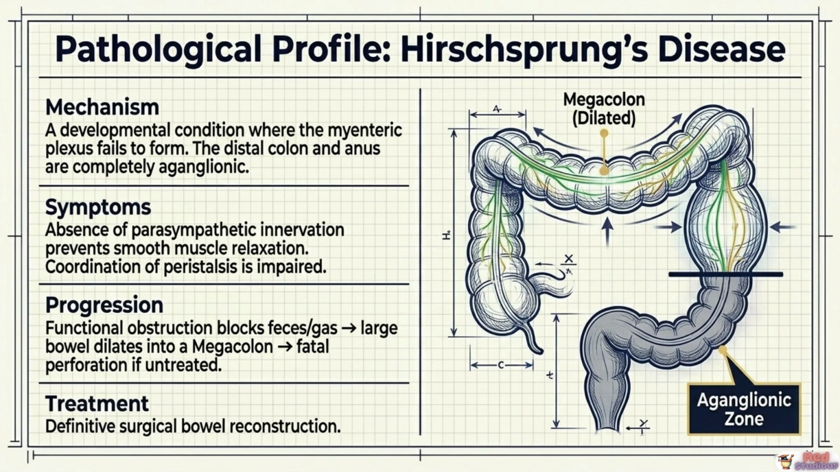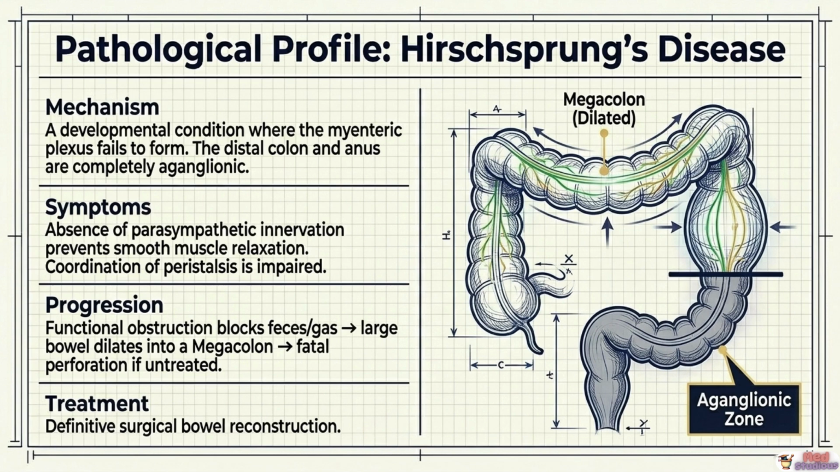Because this tissue is completely aganglionic, the complete absence of parasympathetic innervation prevents the smooth muscle from ever relaxing, severely impairing the localized coordination of peristalsis. The progression is terrifying. This functional obstruction traps feces and gas, causing the healthy bowel above the blockage to massively dilate into what we call a megacolon.